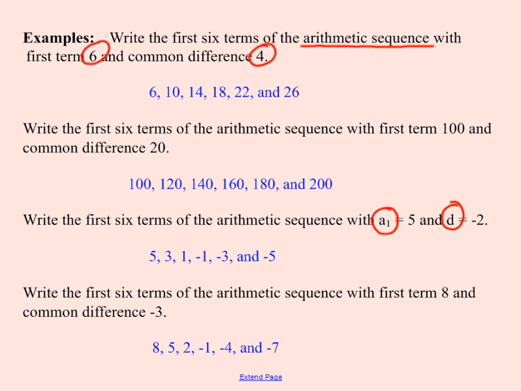And finally, our last example says write the first 6 terms of the arithmetic sequence with first term 8 and common difference negative 3. So you can see the 6 terms there. We start with 8, add on negative 3 to get 5, add on negative 3 to get 2, add on negative 3 to get negative 1, then negative 4, and then negative 7. So these 4 examples should give you a good idea of what an arithmetic sequence is when we add the same number to get the next term.